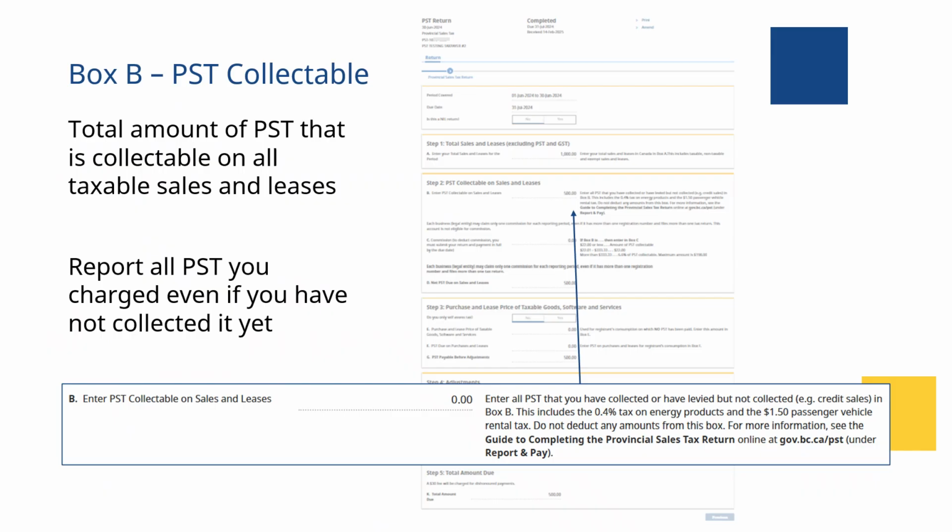For box B, you'll need to enter the total amount of PST collectible on all taxable sales and leases that you made. Please report all the PST you charge in this reporting period, even if you have not collected it yet from the purchaser. This amount will be less than the amount you entered in box A. And again, if an online marketplace facilitator sold your goods or services for you on their platform and collected the PST, they are the ones that will be reporting that PST.